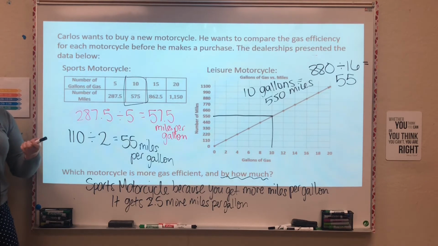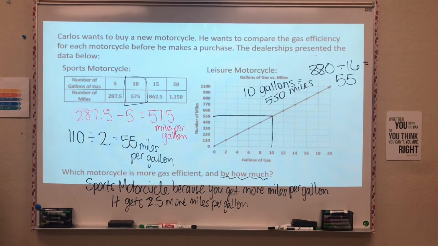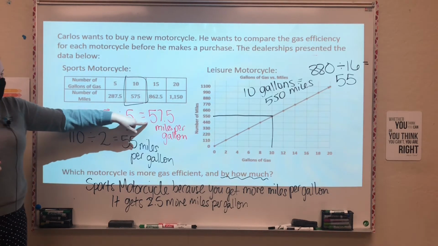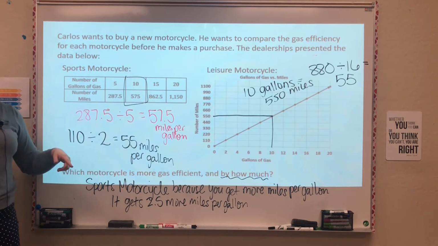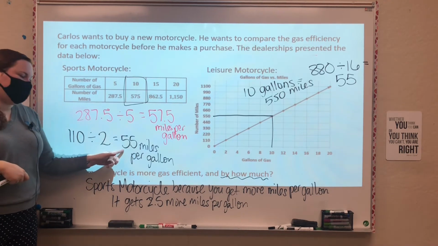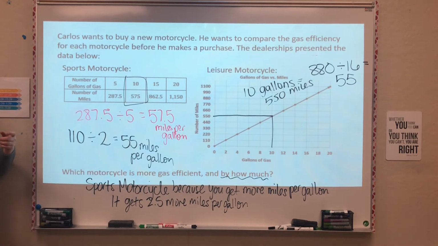But if I'm asking about the unit rate, what are the unit rates? The 57.5 miles per 1 gallon and the 55 miles per 1 gallon. Unit rate's always the one.